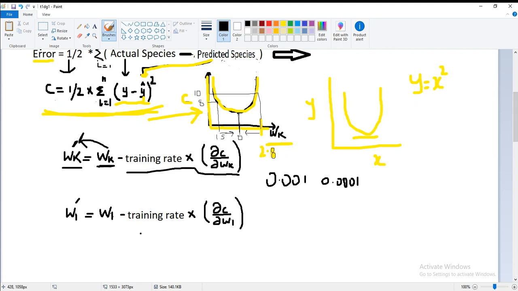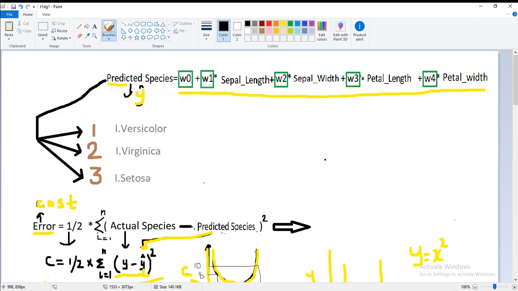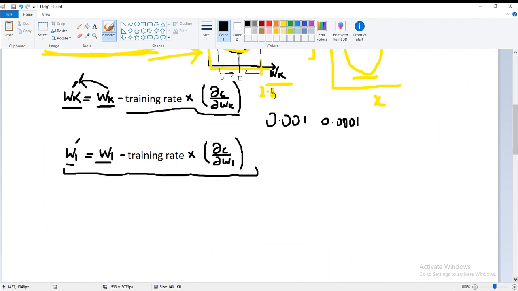So now we'll be specifically addressing w1 here instead of wk. We'll be moving to the specific weight w1. w1 was a weight which was attached to sepal length, and the formula is the same as above. The above formula is copied below and k is replaced by 1. So the updated weight formula is: the new updated weight w1 bar is equal to old w1 minus training rate times partial derivative of cost with respect to w1.